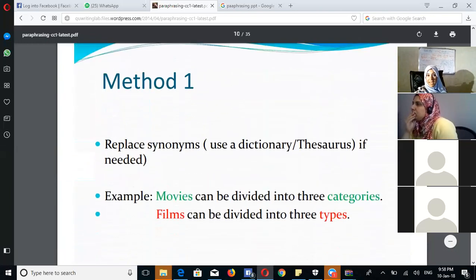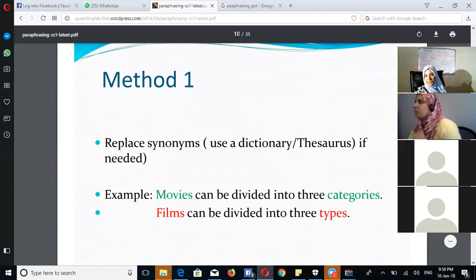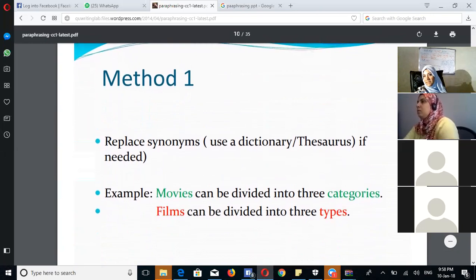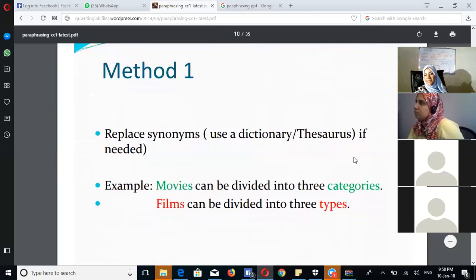So we have many different methods. Method number one, you have to replace synonyms. The word synonym means the same meaning in one word, while the antonym is the opposite in one word. In order to learn synonyms, you need to use a dictionary or thesaurus if needed. If you don't know the synonym of a word, you can use a dictionary the first couple of times.